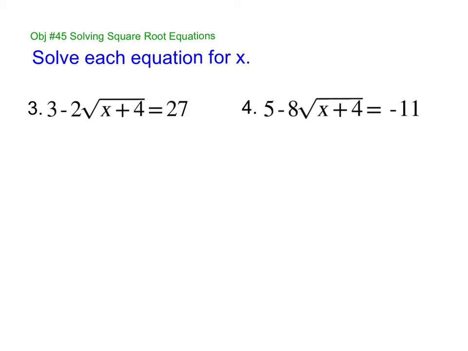So what do you think we should do here? If you ever get stuck, think of it this way. 3 minus 2a equals 27. What would I do first? Subtract my 3 and then divide by my negative 2. So I'm going to subtract my 3, so negative 2 times the square root of x plus 4 equals 24. Divide by negative 2.